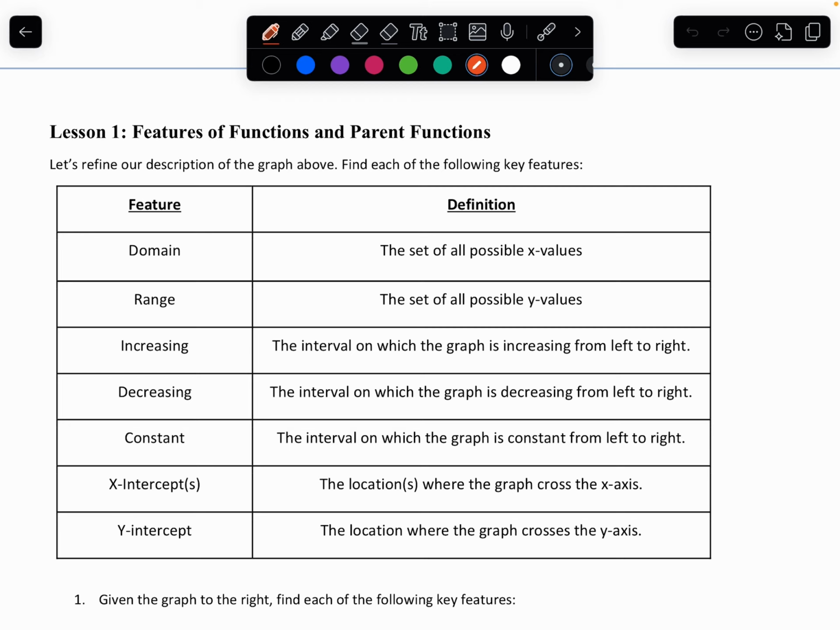So domain, that is a set of all possible x values. That is from left to right. We then have range. This is all of our y values, and this is the bottom of our graph to the top of our graph. Now, we always use parentheses for negative infinity and positive infinity, and we use brackets for included points.